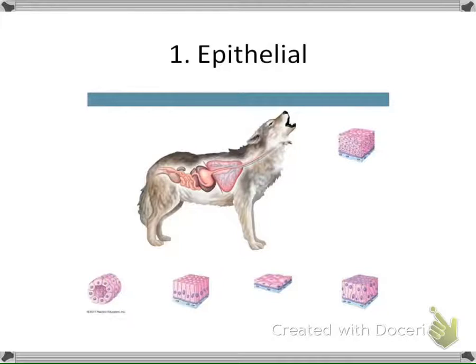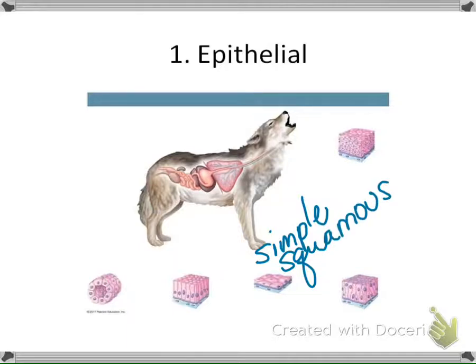First we have simple squamous. Simple squamous epithelium is a single layer. It's thin, it's leaky, it's used for exchange of materials by diffusion, and it lines your blood vessels and air sacs of your lungs, where diffusion is going to occur.